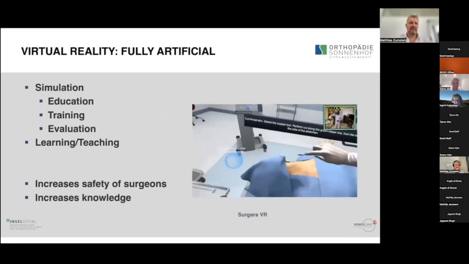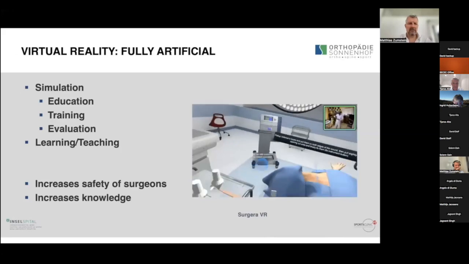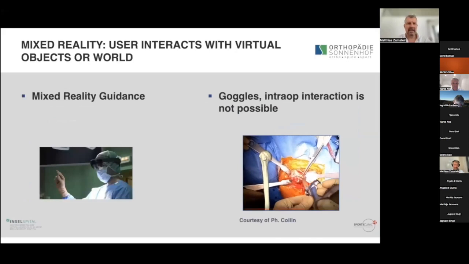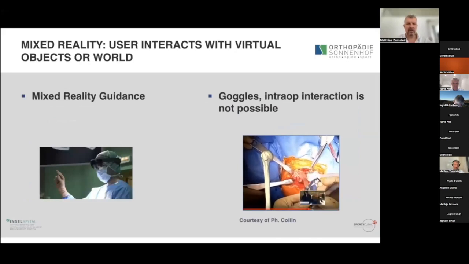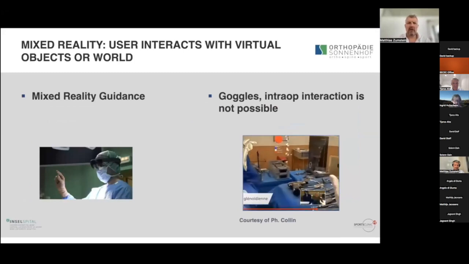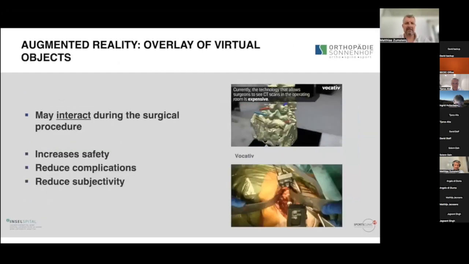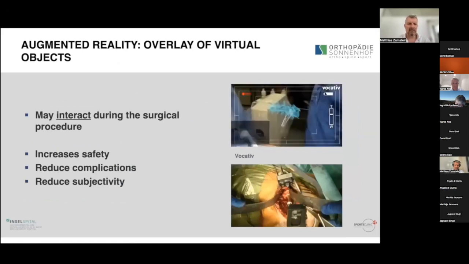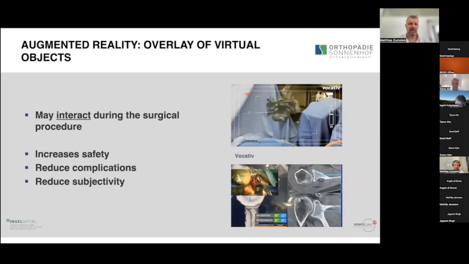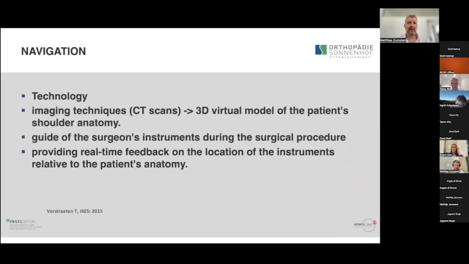So virtual reality is fully artificial. It's good for simulation, learning, and teaching, but it does not have a direct real world component. Conversely, mixed reality is the transfer of some virtual objects into the real world, usually with goggles, but you do not have the potential to interact intraoperatively. Augmented reality, in contrast, is an overlay of those objects, and you may have the potential to interact directly during the surgical procedure, so it increases safety and reduces complications.